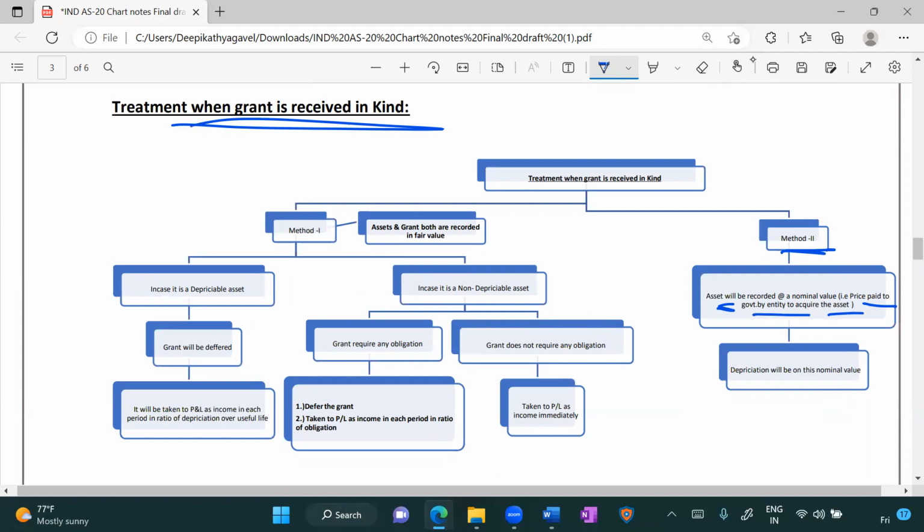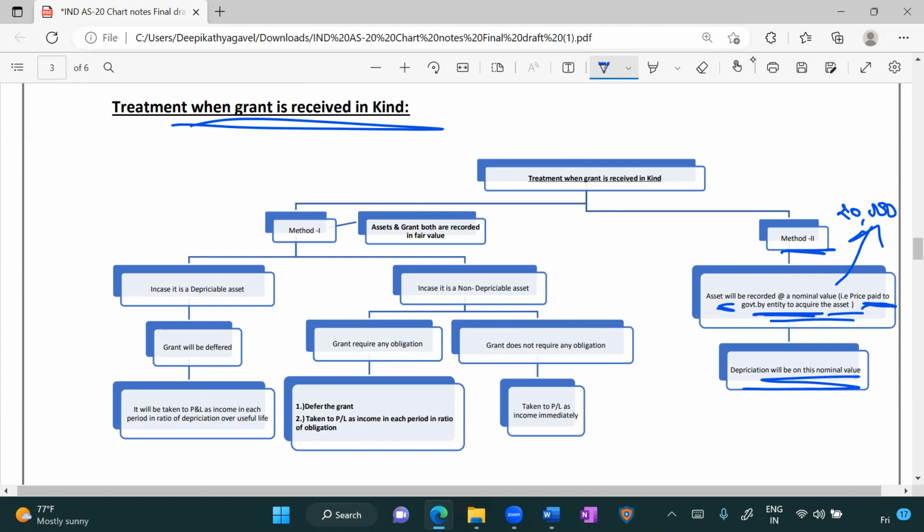So let's say there's a machinery, okay, you are setting up a factory in a rural area. The government says that it will give you a grant in the form of the machinery setup that you require. The actual price of the machinery, let's say, is 10 lakhs, but the government only asks you to pay how much? 20,000. Okay, so in that case, the standard says the asset will be recorded at the nominal value, that is this 20,000, the price that is being paid by the entity to acquire the asset, and the depreciation will be charged on this nominal value.